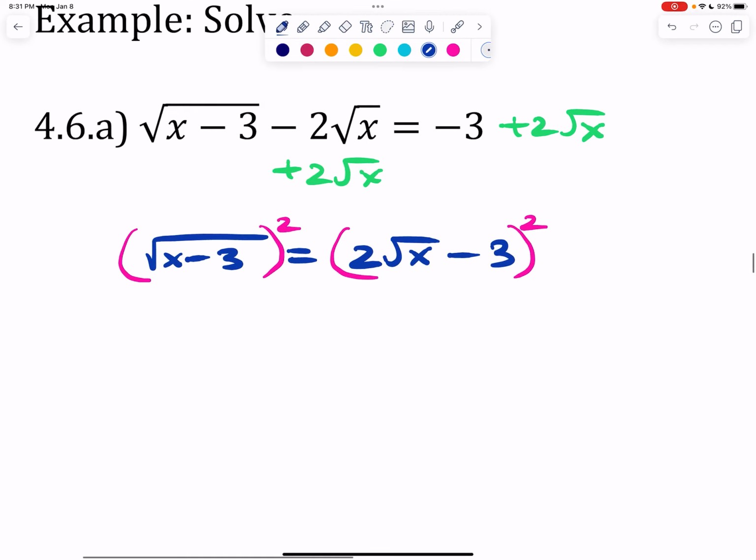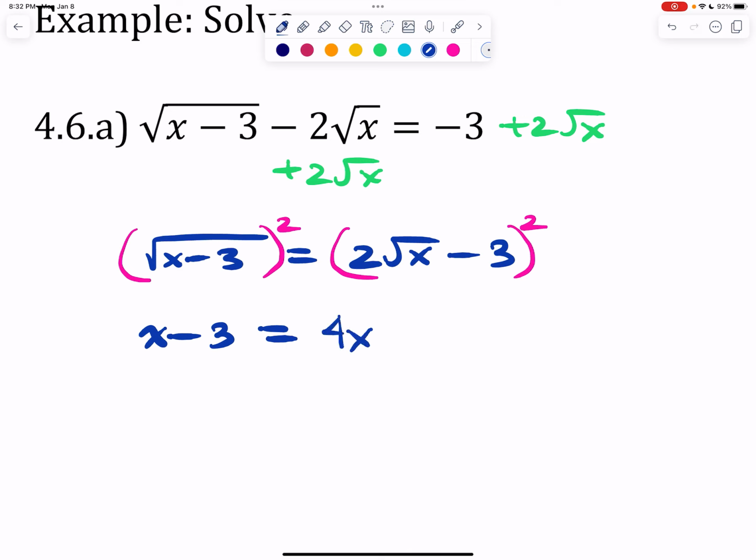On the left side, we're squaring a square root. They kind of knock each other out. We're left with just x minus 3. On the right side, we are squaring a binomial. We've got this first term, this 2 root x. We've got this second term, this negative 3. So squaring that, we've got the first thing squared. 2 root x times 2 root x is 4x.